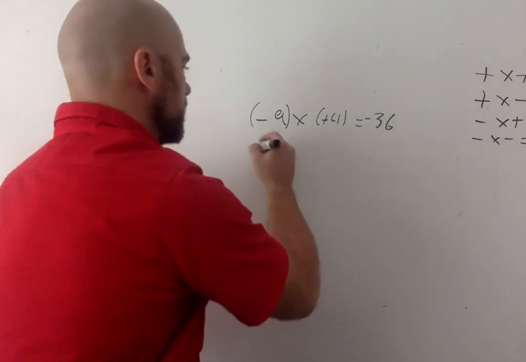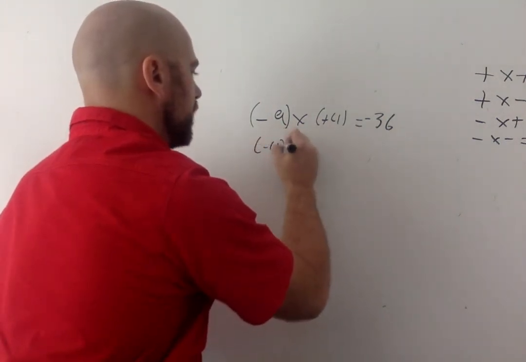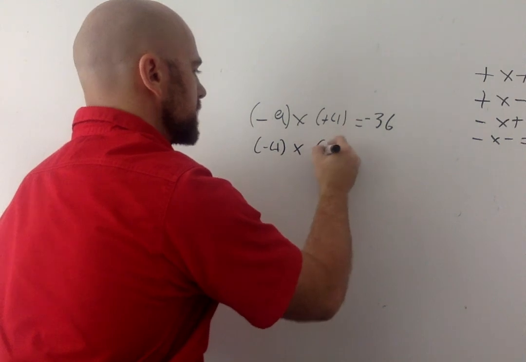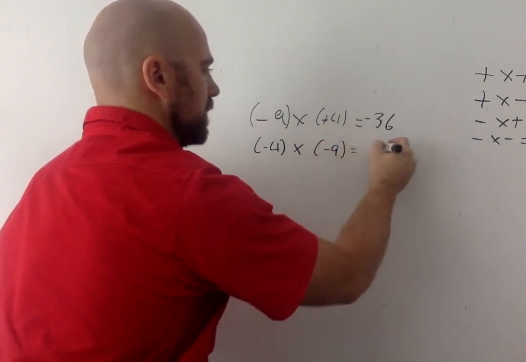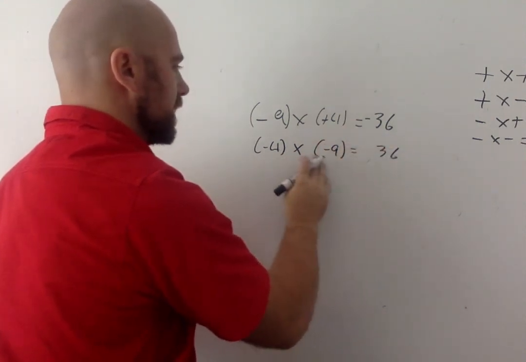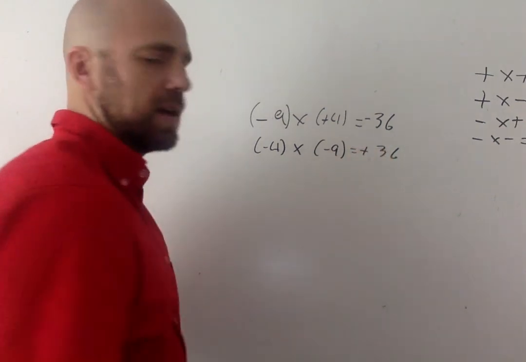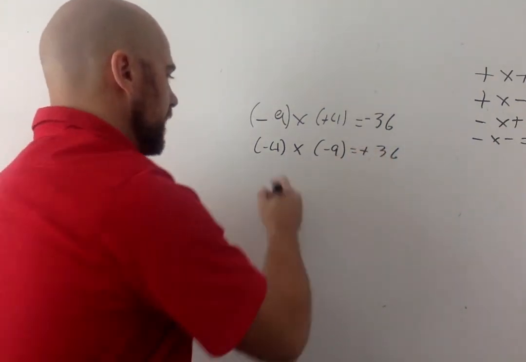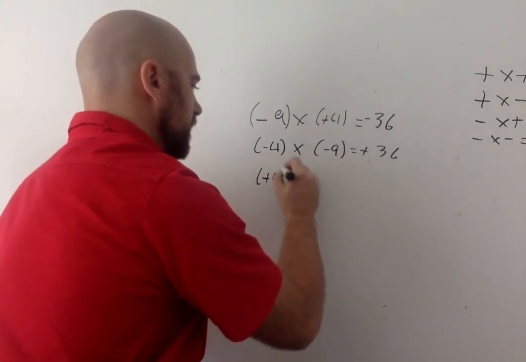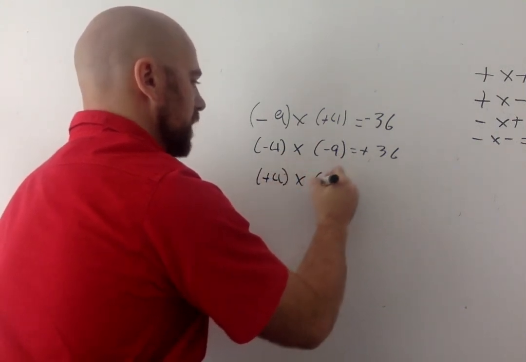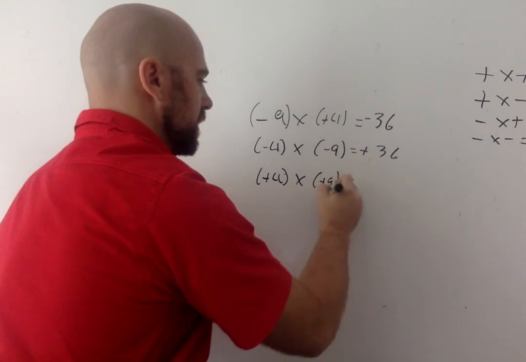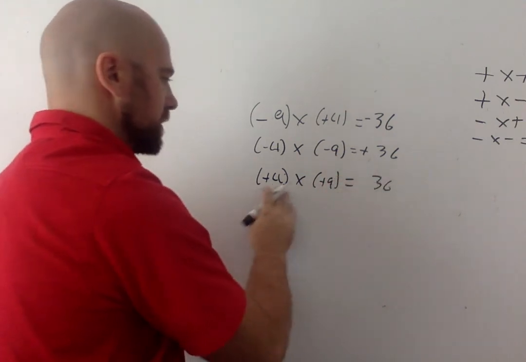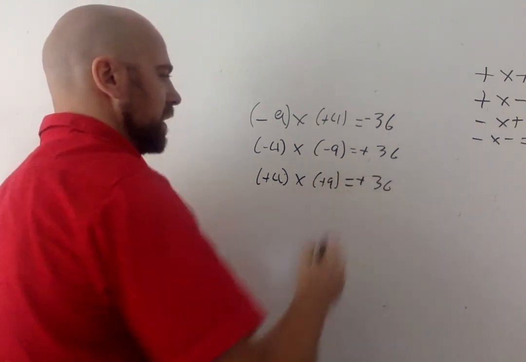Let's look at it this way. If I have negative 4 times negative 9, I'm still going to get 36. I have a negative times a negative, which is going to be a positive. So that one works out as well. And if I have positive 4 times positive 9, I'm still going to get 36. I have a positive and a positive, and that gives me a positive.